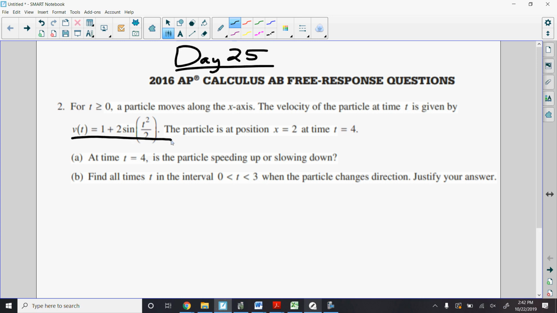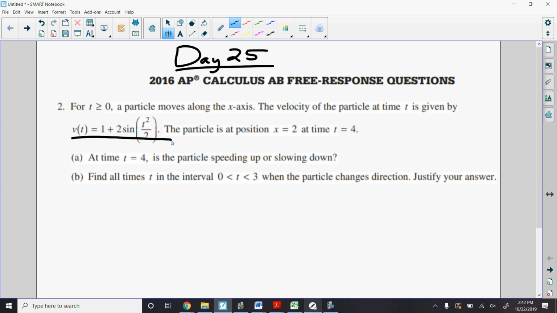Okay, so when we read these problems, we need to understand our definitions and our concepts here so we can know what to do. The first question, part A, says, at time t equals 4, is the particle speeding up or slowing down? Okay, so we have a calculator available, but we need to look at this question and know immediately what we need to do. Speeding up or slowing down, right? Speed increasing or speed decreasing. We need to check both the velocity and the acceleration at t equals 4.